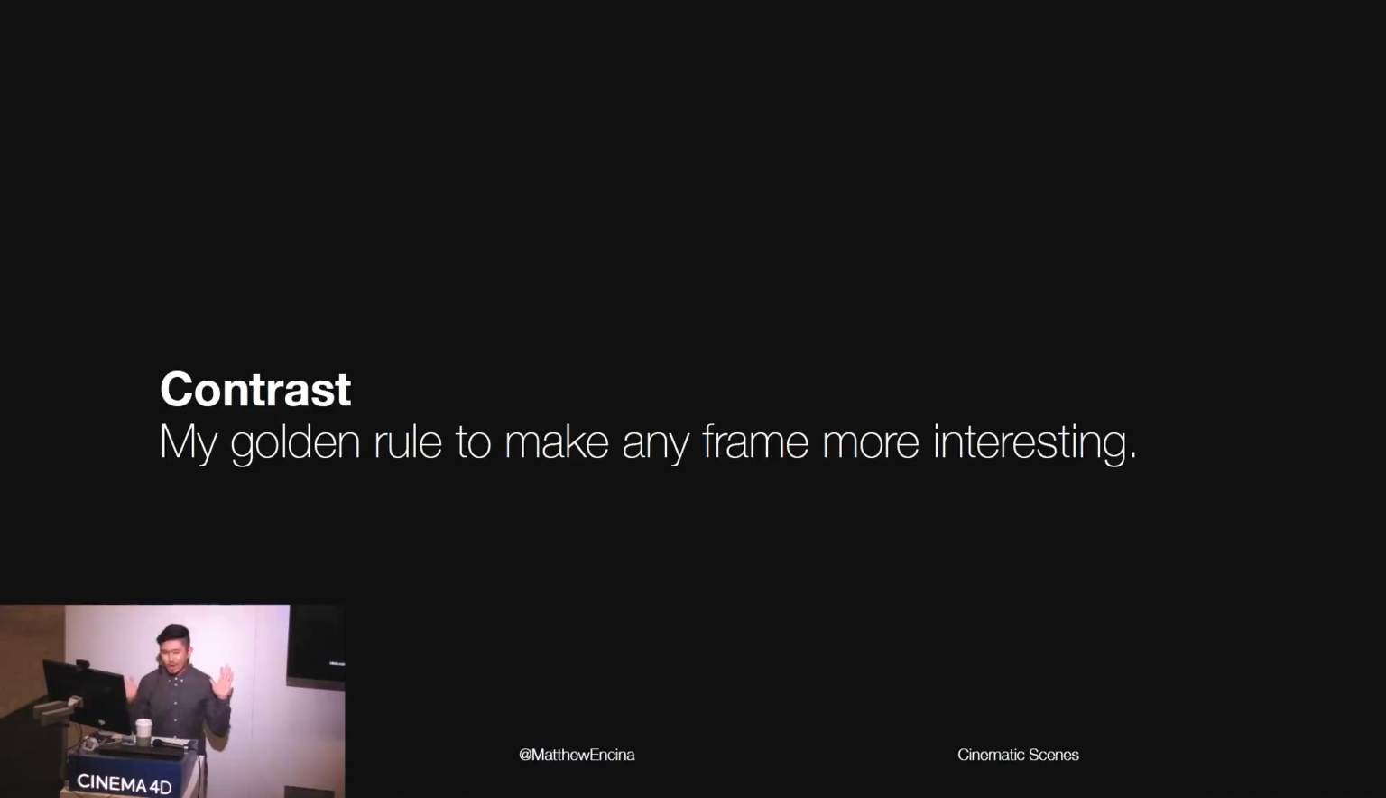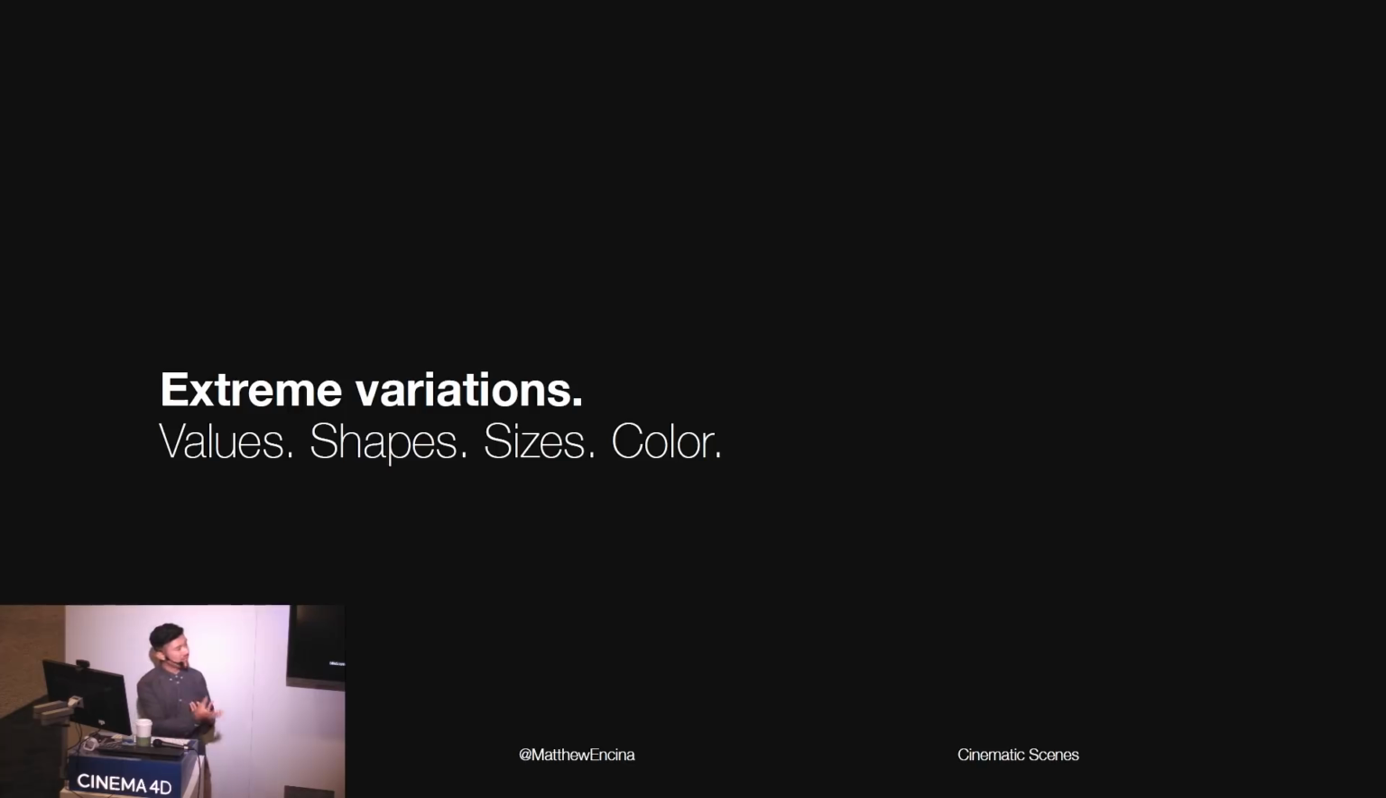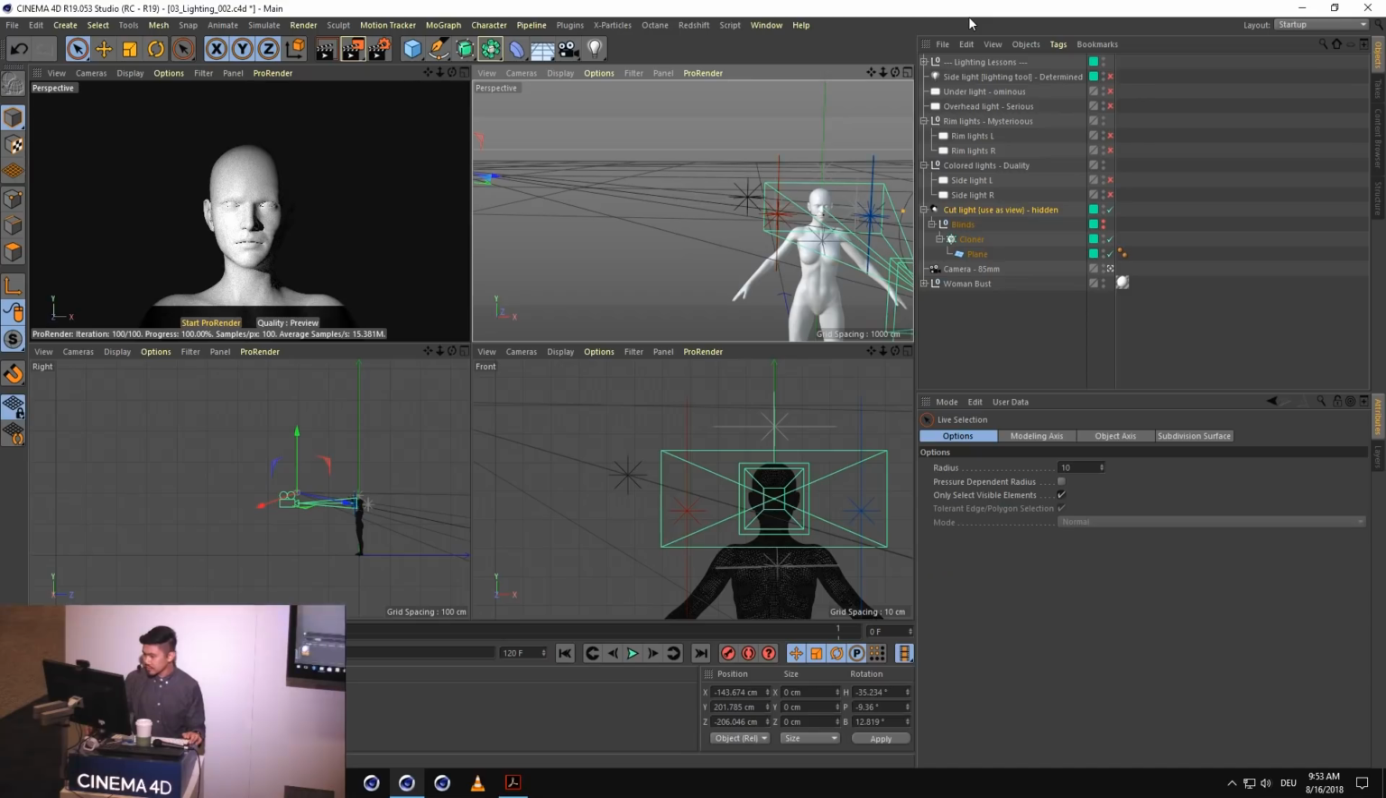So my next rule, this is my golden rule. If you guys could only walk away with one thing today, it is this: contrast. Contrast is the easiest way to make any frame more interesting. And when I talk about contrast, I'm not just talking about values. I'm talking about everything. I'm talking about the shapes, the values, the sizes, the colors, everything. And if you use extreme contrast in your frames, it's an easy way to make things look more interesting, a little bit more dynamic. So I have an example for you guys here.